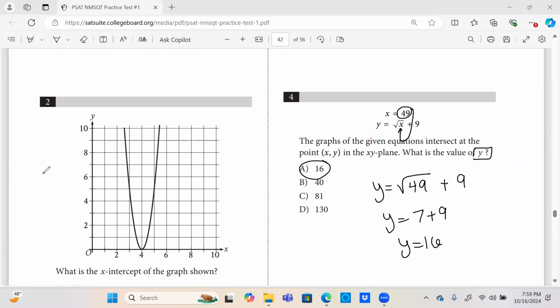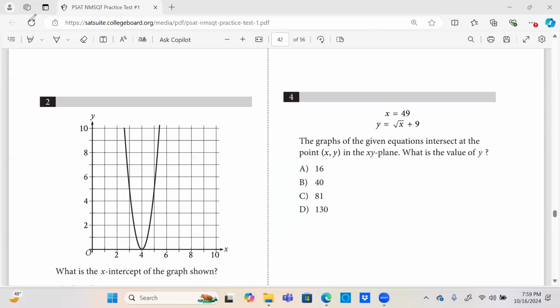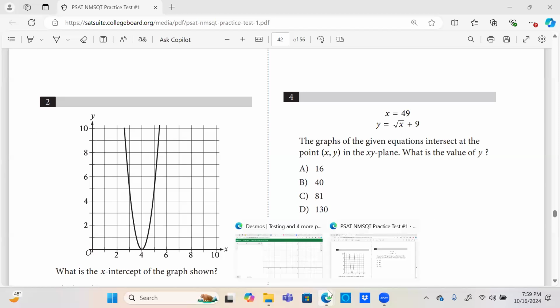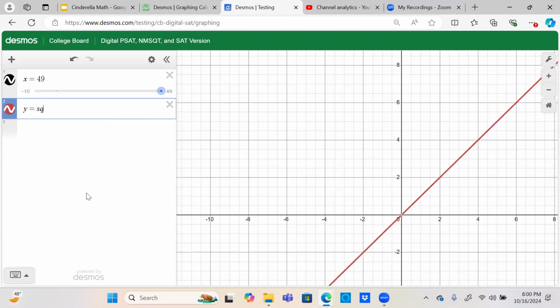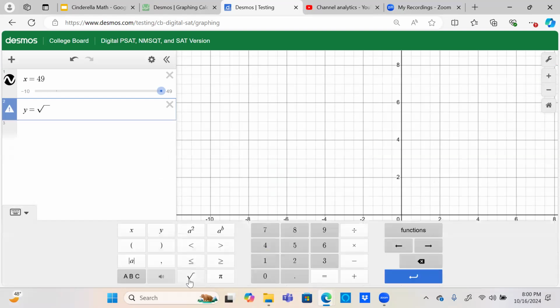If you did not want to do that, this is also one you could use Desmos. I don't know if it makes it any faster, but I will show you. Tell it x is 49, and then on a new line, y is square root. You can either type SQRT, or you can come down to the keyboard and hit the square root button. Square root of x plus 9.